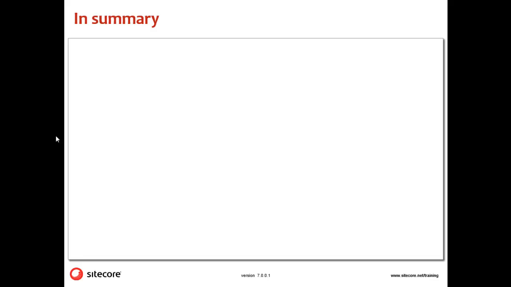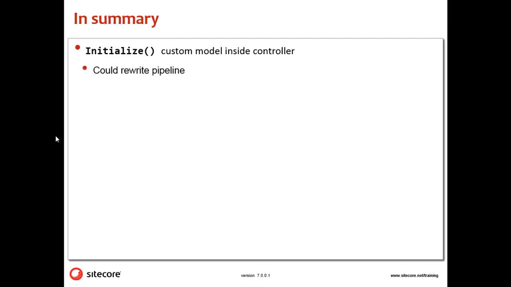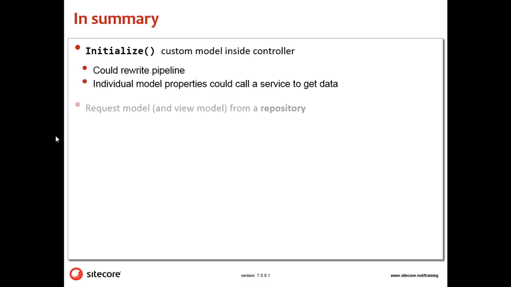We looked at two ways that you could instantiate the model yourself. Our first option was to inherit from the rendering model and just use the initialize method. That method takes the rendering, the context rendering, as a parameter, and we then use that to populate the model's properties. You could of course rewrite the pipeline so that there's no need for an initialize method anymore, and individual model properties could call a service to get the data rather than the field renderer being hard-coded inside each get. But ultimately, this first option was all about showing you how you could have a self-initializing model.